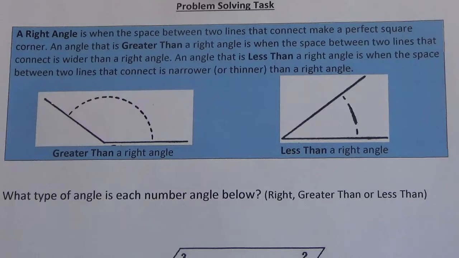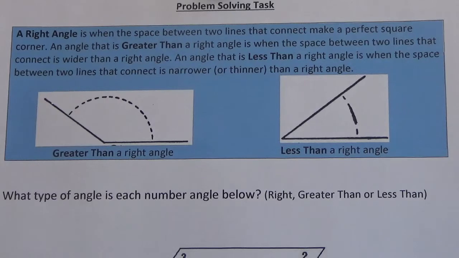So, yesterday we learned about a right angle, and as you can see here, a little reminder, a right angle is when the space between two lines that connect make a perfect square corner. But we're going to be talking about two other types of angles. And those types of angles are when you don't have that perfect square corner.